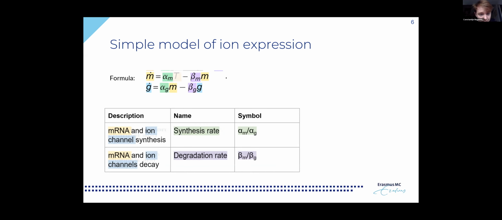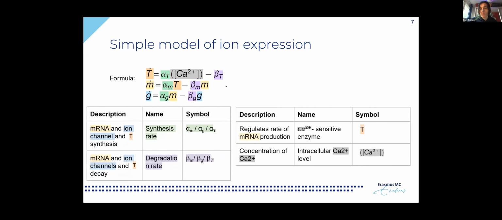Next slide. So let's expand this formula a bit to make it more biologically plausible, because we know that certain transcription factors and enzymes are actually calcium 2+ sensitive. So we've added this orange T in the little formula, which you can see represented in the table, which will be a calcium 2+ sensitive enzyme. This enzyme or enzyme group will regulate the production of mRNA, as you can see in the second line of the formula. The T has also been added there. Another thing we added here is, in gray, the calcium 2+ intracellular level or concentration. And the T has its own synthesis and degradation rate once again.